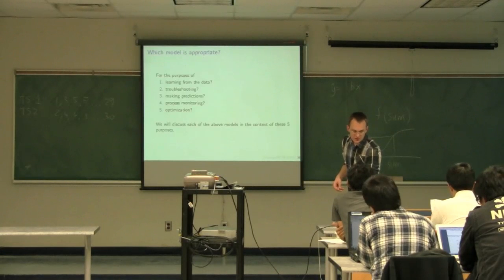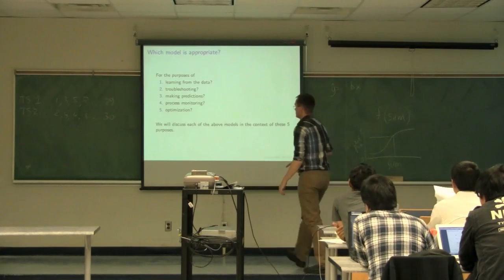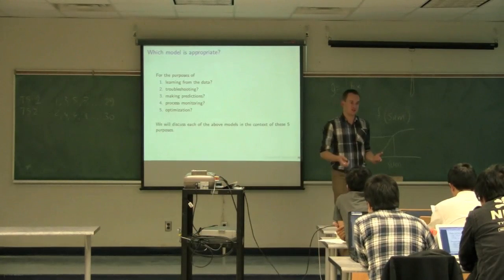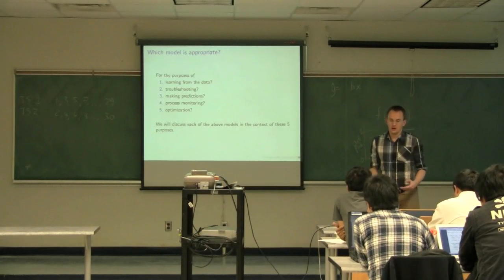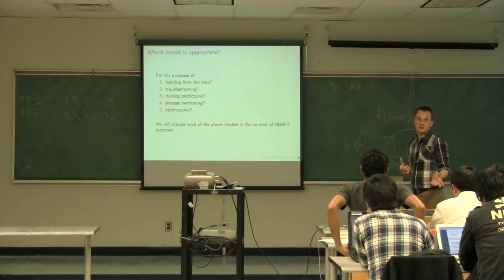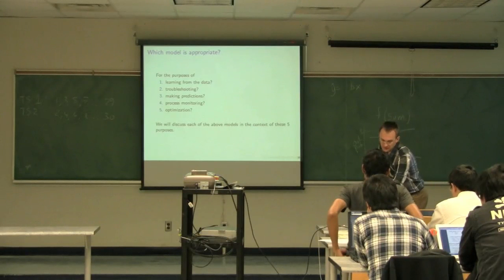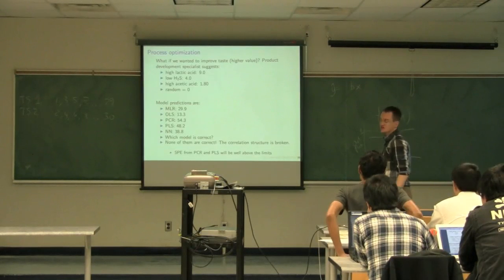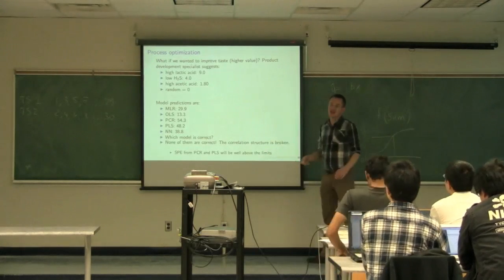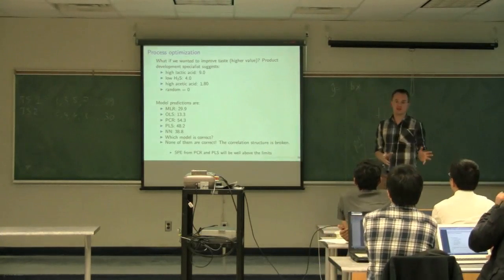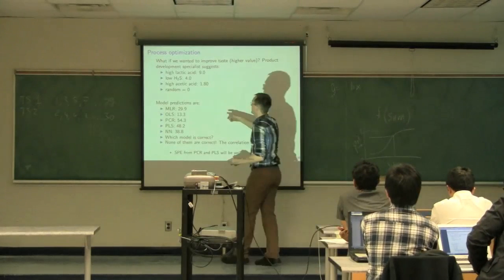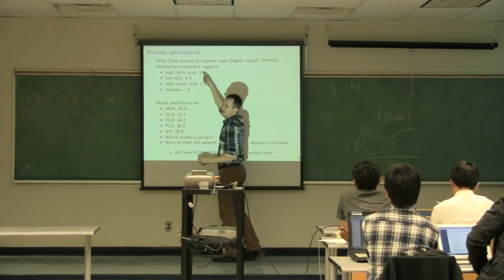The last objective here is, let's look at optimization. If someone wanted to improve the taste of the cheese, we want to adjust our process so that we get a cheese with better taste. One option that you'll see happen a lot in companies is that the product development specialist comes along and says, we're going to try a cheese with high lactic acid because, you know what, lactic acid's cheap.